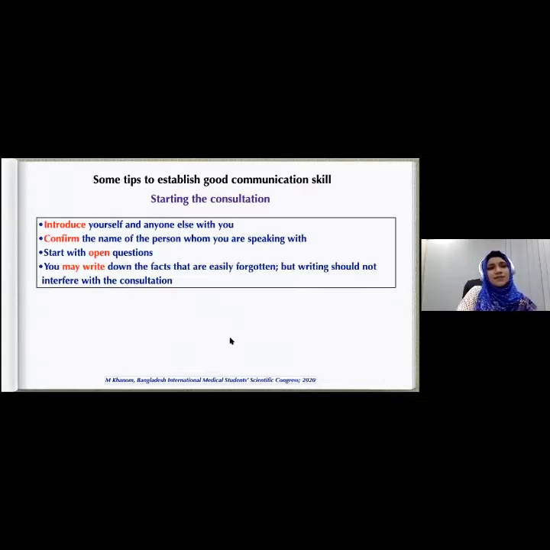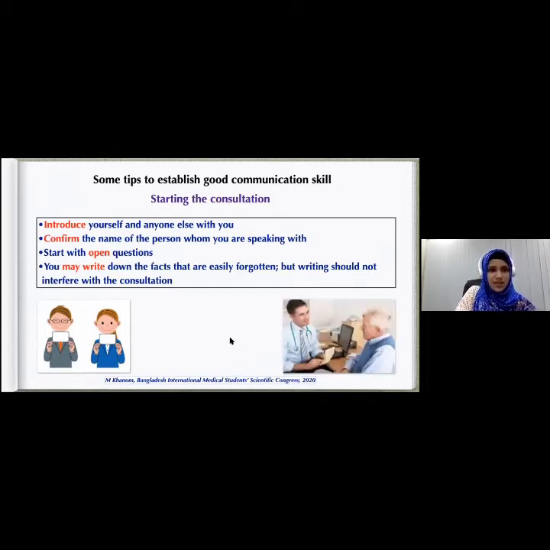At the beginning of consultation, you should introduce yourself and anyone else with you in the team, and confirm the name of the person whom you are speaking with. Should start with open questions, and you may write down the facts that are easily forgotten, but writing shouldn't interfere with the consultation.